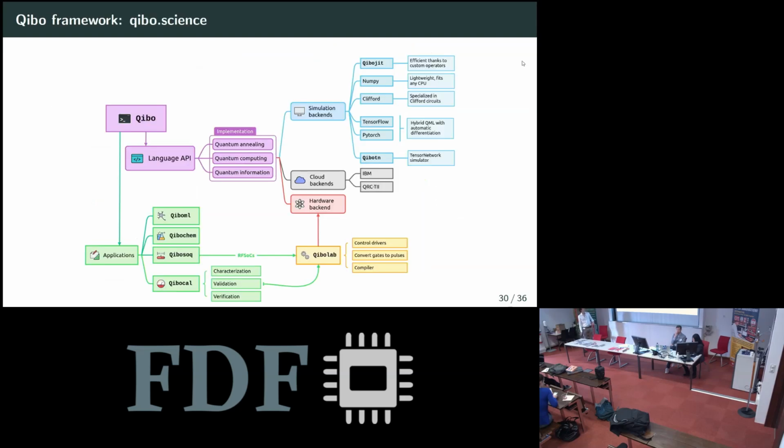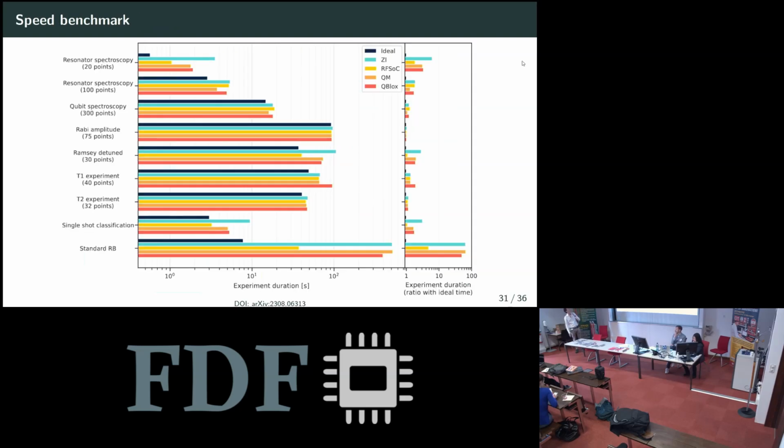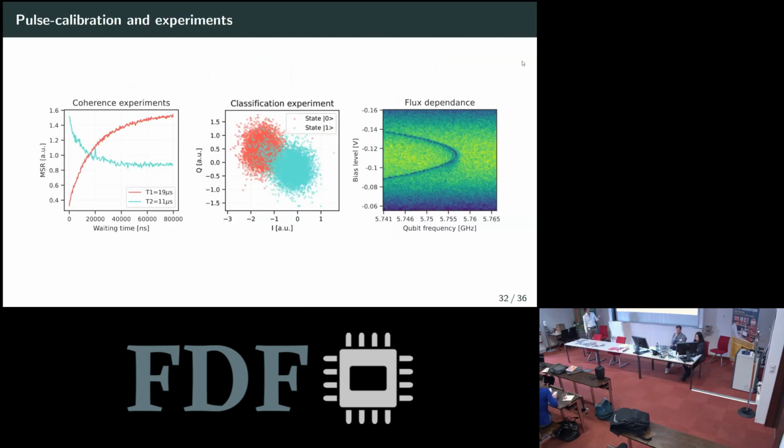Okay, this is a map of the Qibo framework. We tested this system against commercial solutions. This is a speed benchmark with different experiments that are used to calibrate and characterize a qubit. And the RFSoC-based solution was, in general, considerably faster, in particular when considering circuits. And not only faster, but these experiments used for calibrating qubits also reached the same level of quality for a fraction of the cost.